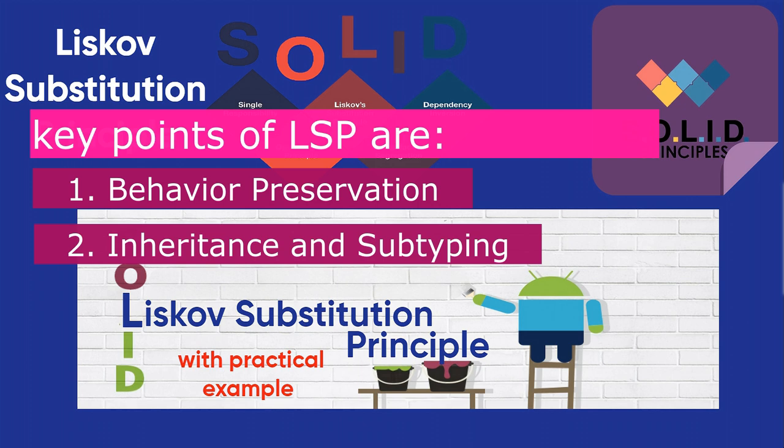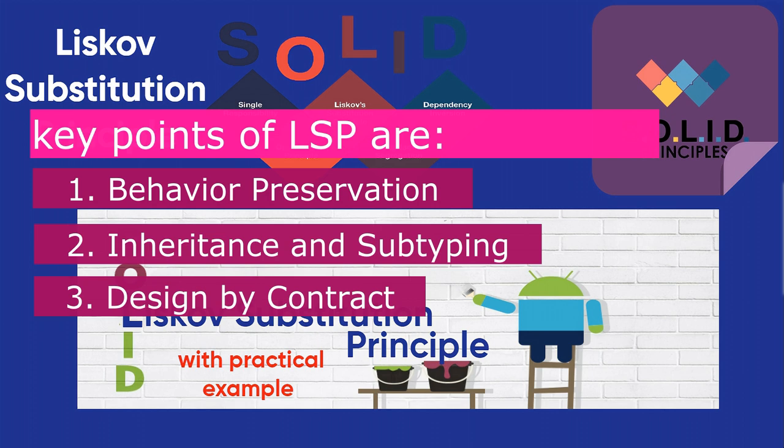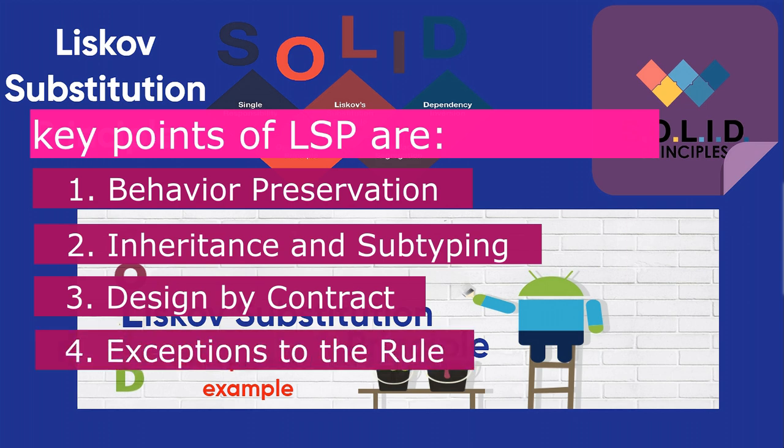Next key point is design by contract. What does it mean? Design by contract involves defining a set of preconditions and postconditions for methods or functions. For example, when a method is overridden in a subclass, it should not strengthen the precondition or weaken the postcondition of the base class.